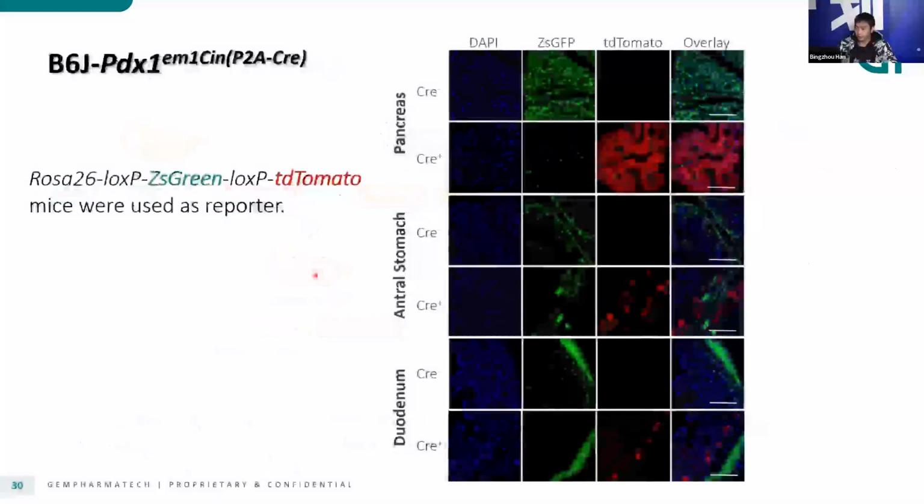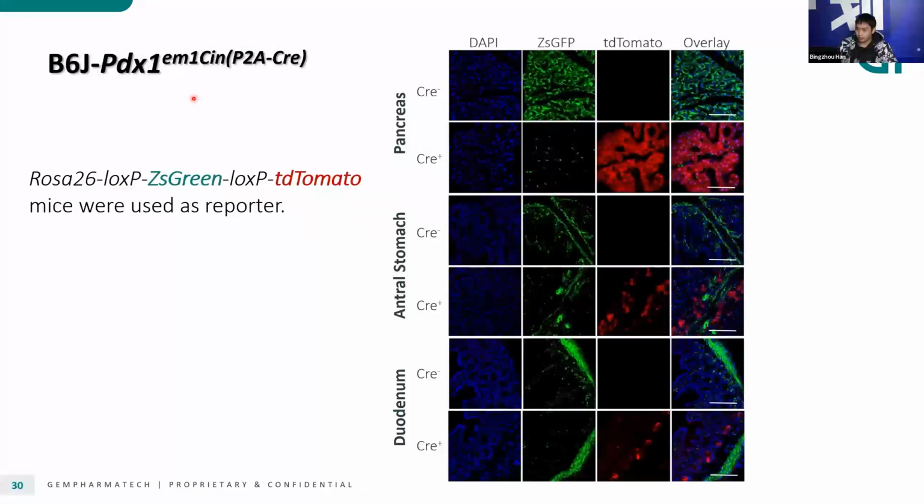So here is real-world validation data of our Pdx1 Cre. We know that Pdx1 is very important for pancreas development. We can see this green to red fluorescence change in most of the pancreas cells when we cross this Pdx1 Cre line with our reporter line. And we can also see some Pdx1-positive cells in the stomach and in the duodenum.